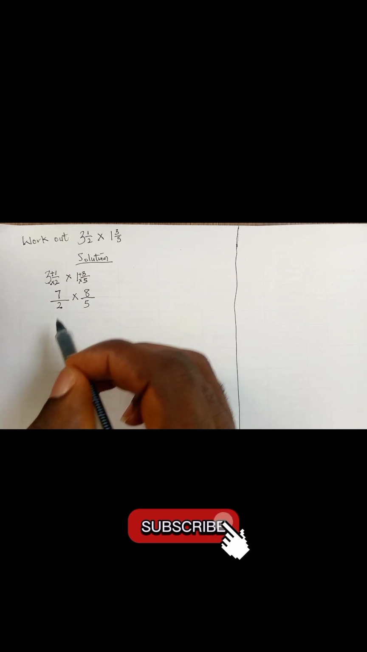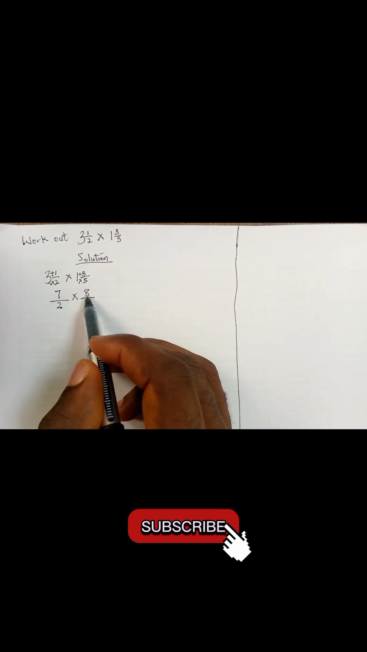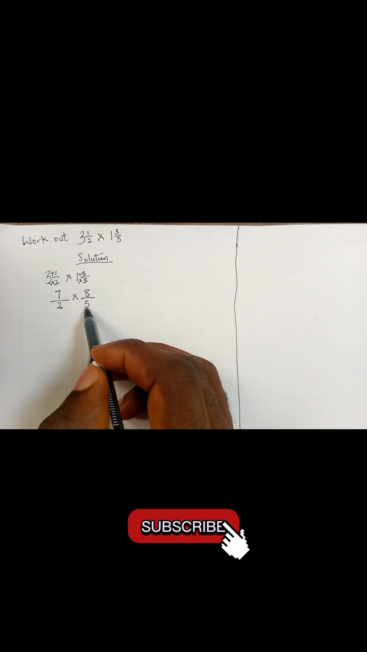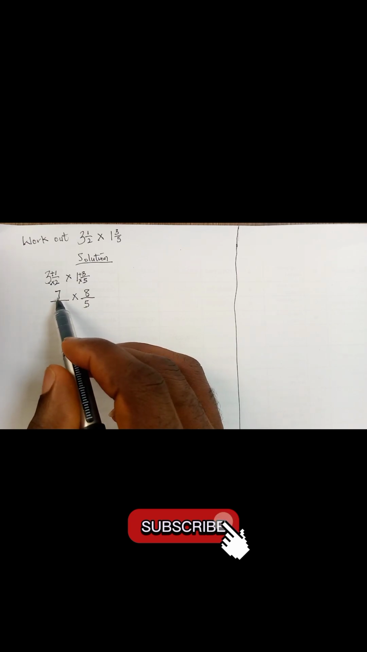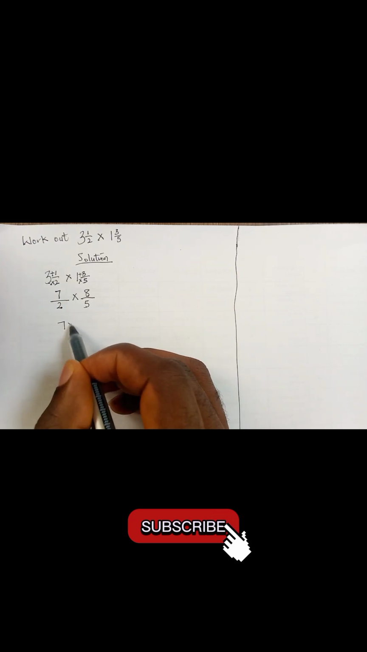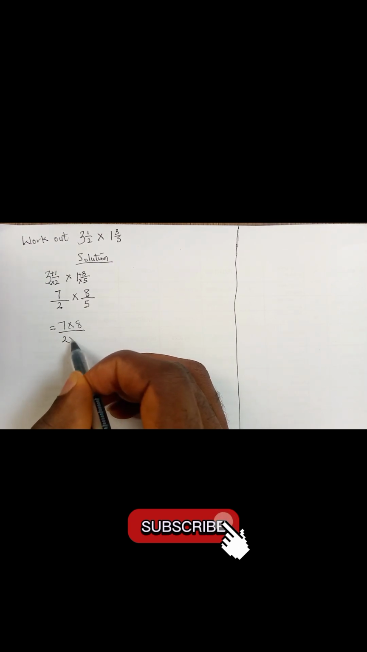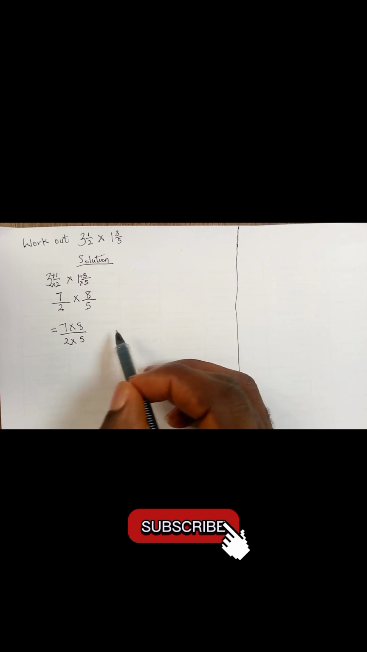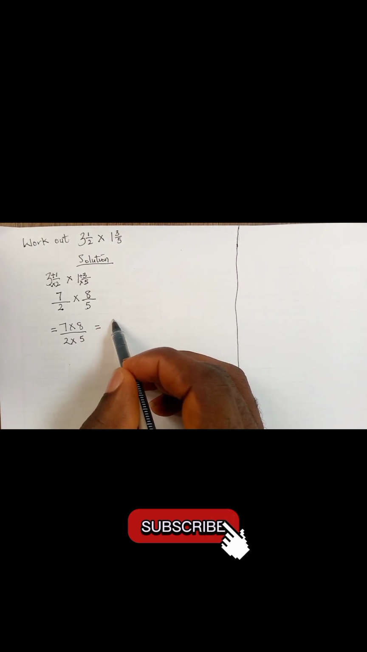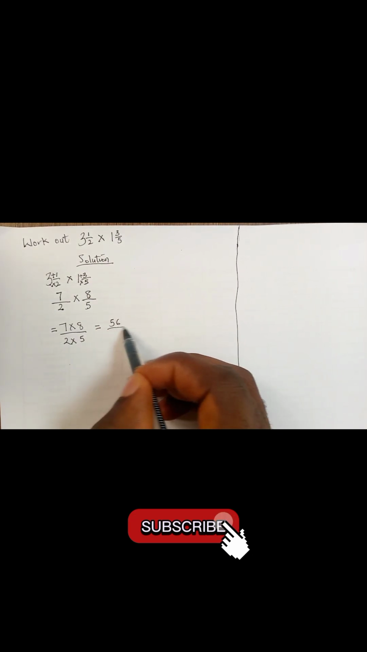Now, to make our work easy, we'll multiply both numerators and denominators separately. Now 7 times 8, this is equal to 7 times 8 over 2 times 5. All right, and 7 times 8 is 56. 2 times 5 is 10.